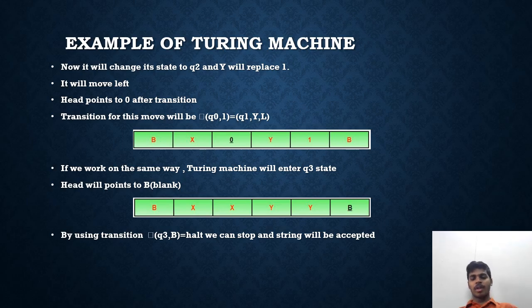Capital B represents the blank space, and after that every element is checked and changed accordingly. Then the halt option will be there so that we can stop and the string will be accepted.